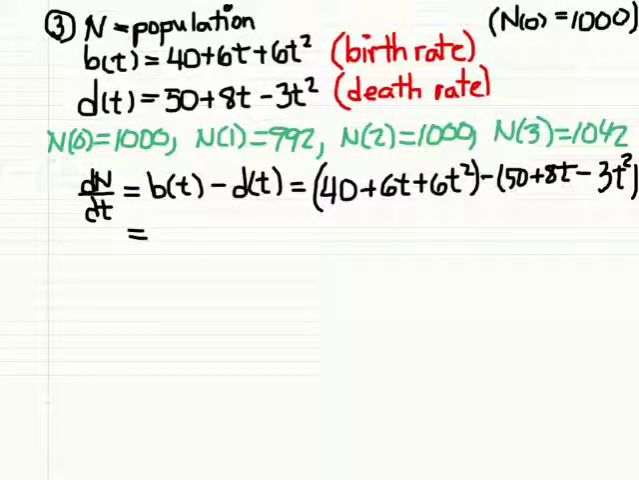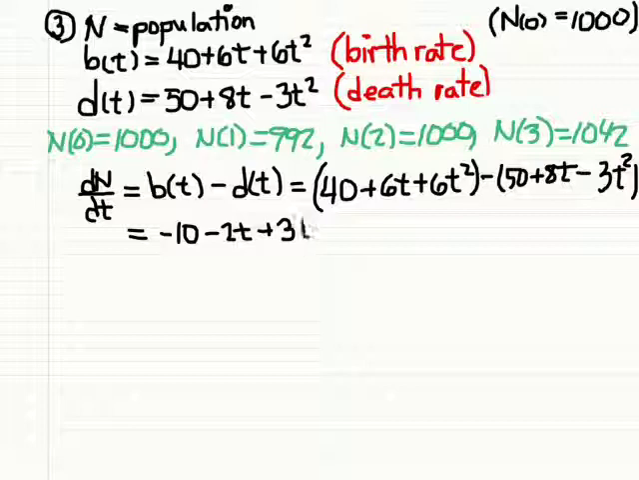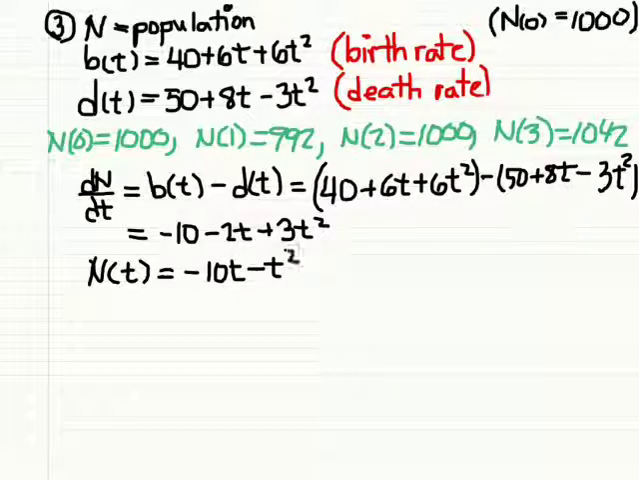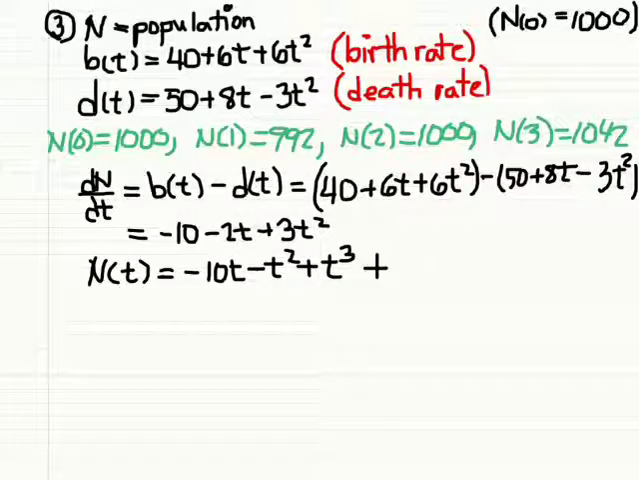So let's use our formulas. And so when we write down those formulas for birth rate and death rate and simplify, we get that our rate of change is negative 10 minus 2t plus 3t squared. And so my actual population is an antiderivative of that. Negative 10t minus t squared plus t cubed, except we don't know which one, so there's an unknown constant of integration.